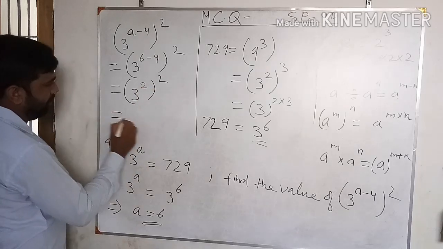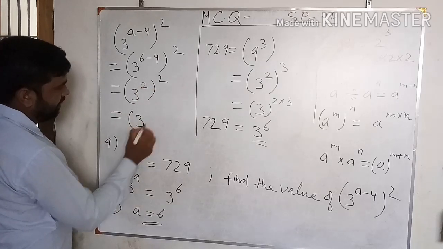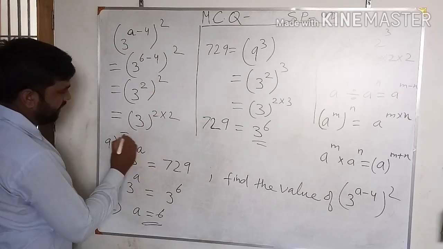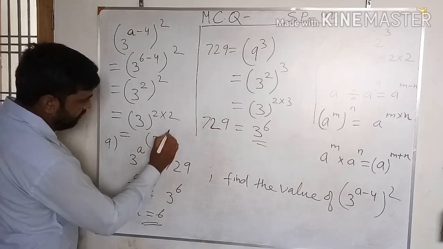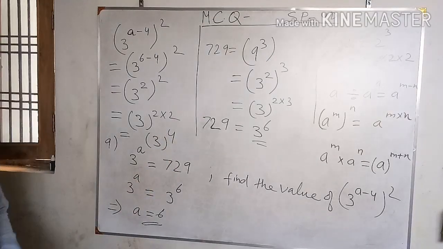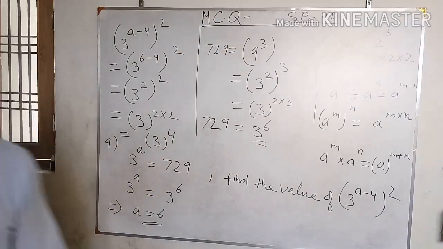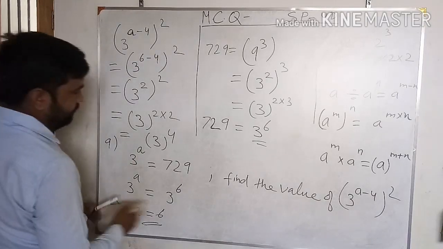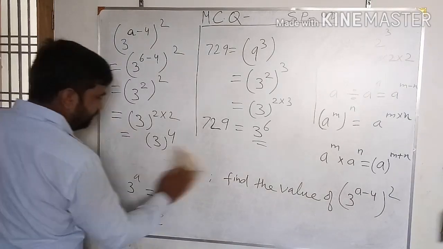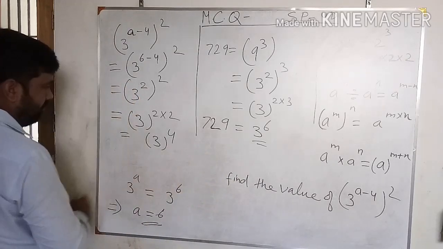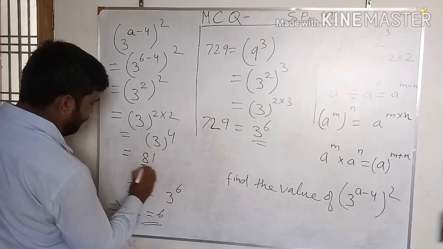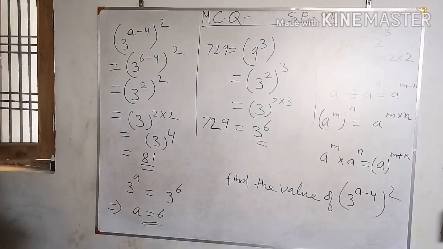Now apply the power law. Take the base common and multiply the powers, 2 multiplied by 2. What value do you get? 3 to the power 4. And the value of 3 to the power 4 is 81. When you multiply 3 by itself 4 times, you will get this answer, 81.